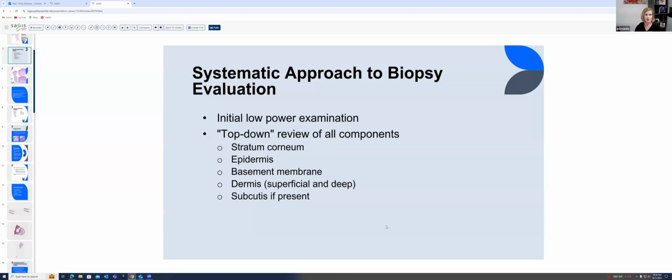So performing a systematic approach to biopsies includes initially looking at the slide at low power. I always like to start out at low power and get a sense of the tissue as a whole. At low power, you can get a sense of where the activity is, whether it's an epidermal process or a dermal process. It just kind of gives you an overall view of the tissue. And from there, I approach biopsies from a top-down process. So starting with the stratum corneum and moving to the epidermis, basement membrane, underlying dermis. And if a subcutis is present, then we evaluate that as well.